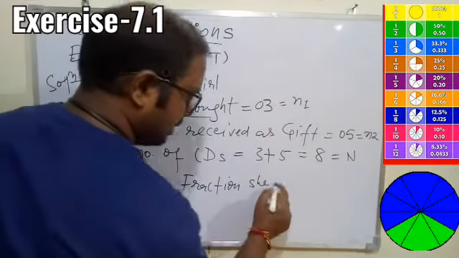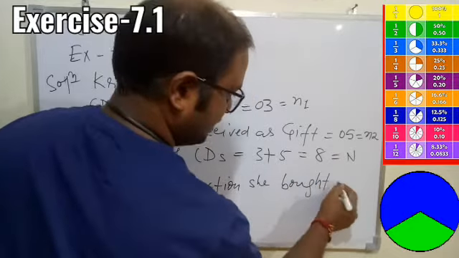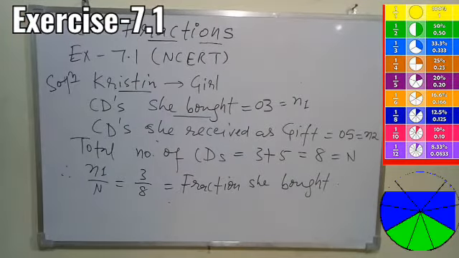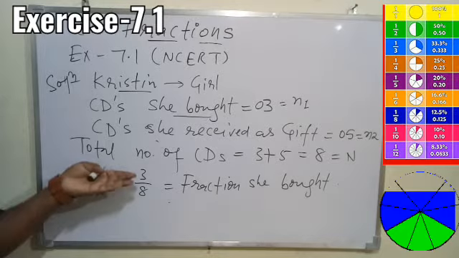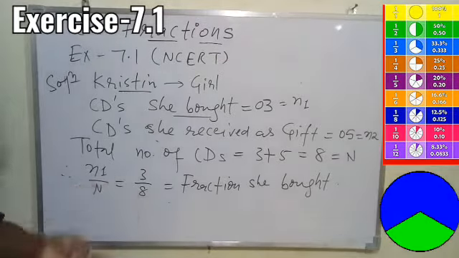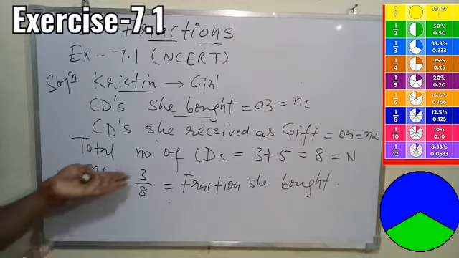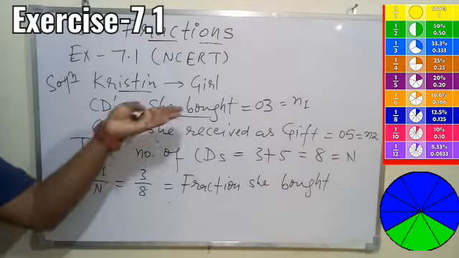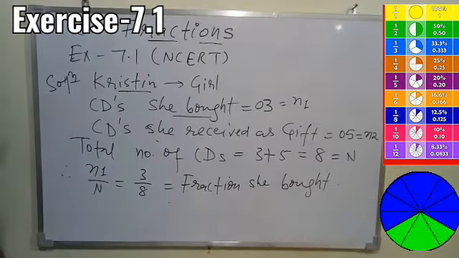This is nothing but the fraction she bought. So I'm writing in brief. So 3 by 8 is basically showing you that out of 8 CDs, 3 she has bought from the market. So 3 upon 8 is basically showing you the fraction, which is nothing but showing you how many CDs she got from the market as compared to the total number of CDs.